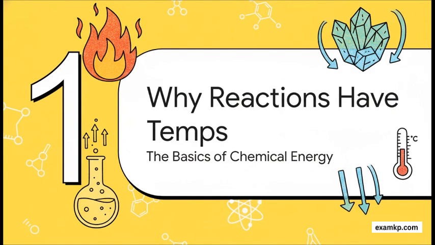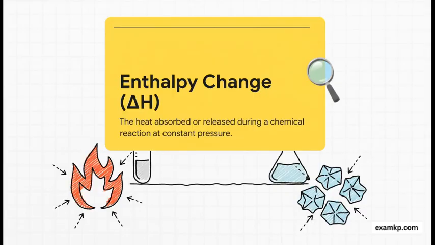To really get why a reaction can feel hot or cold, we need to figure out where this energy is even coming from. And the answer is, it's all locked up, stored inside the chemical bonds themselves. Now, chemists, of course, have a specific name for this change in heat. It's called enthalpy change, and we show it with the symbol delta H. This is a big one, a key term you've absolutely got to remember.